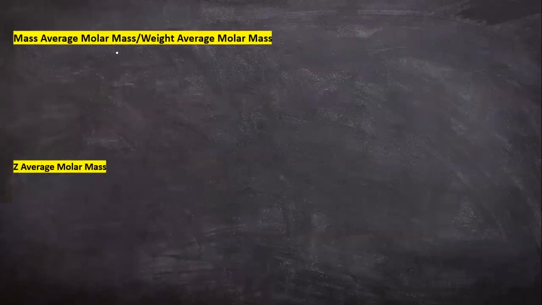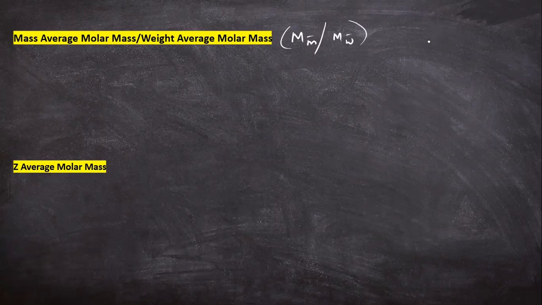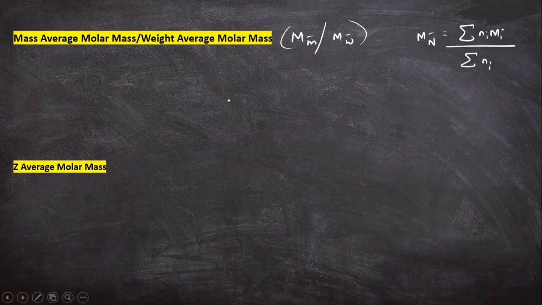That is mass average molar mass, or weight average molar mass, which we denote by M small m or M w. You know the number average molar mass is summation of Ni Mi divided by summation of Ni. Am I correct? So I will give you one hint to remember the mass average: just multiply numerator and denominator by Mi. That is the mass average molar mass, summation of Ni Mi square divided by summation of Ni Mi.